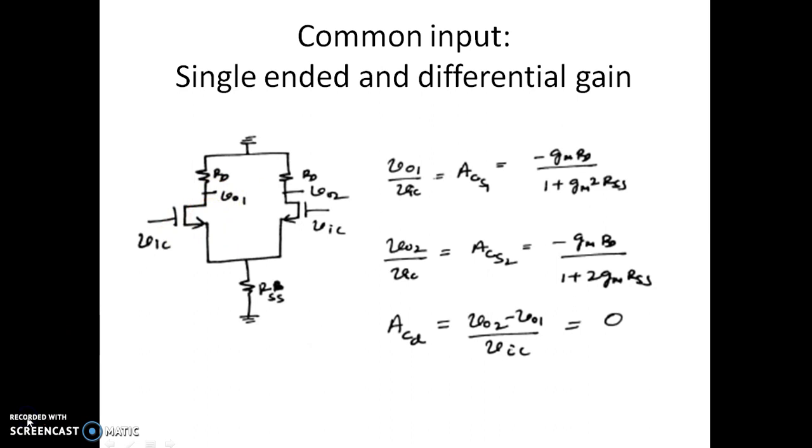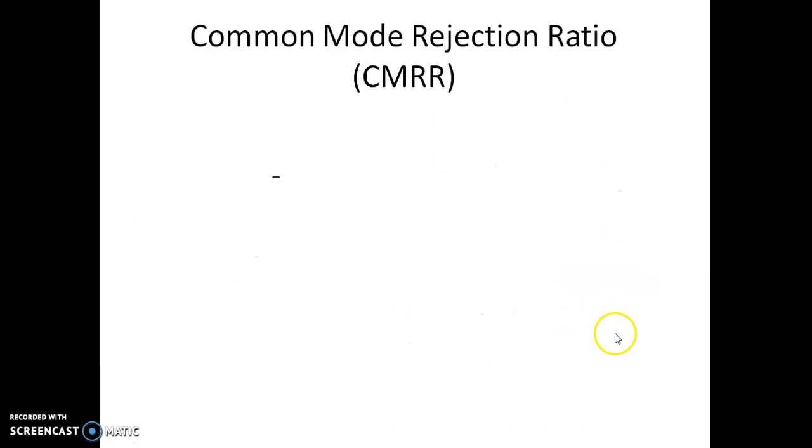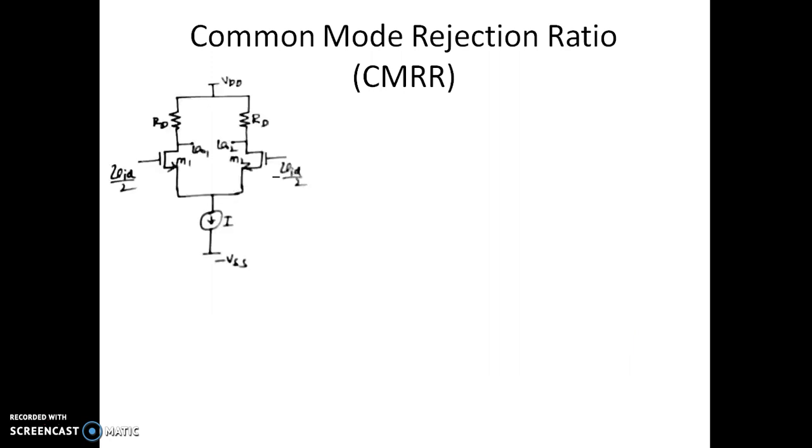In the case of a differential amplifier with differential input, one output was negative and one was positive, so the output was increasing, but here the gain becomes 0 for a common signal. So let us define what the common mode rejection ratio is. It is the ability of the amplifier to reject the common signal.